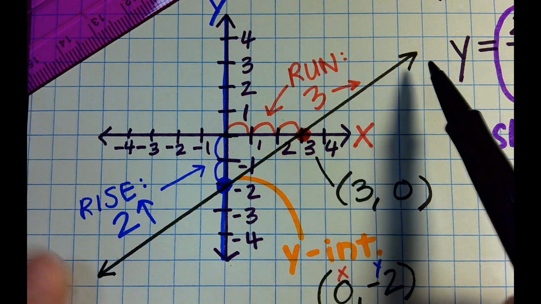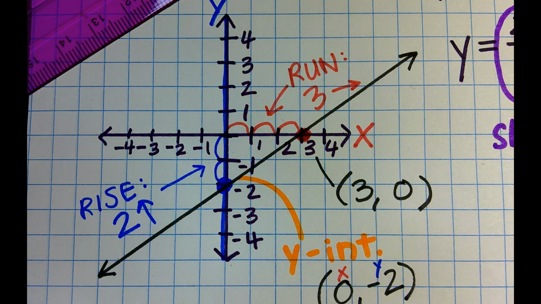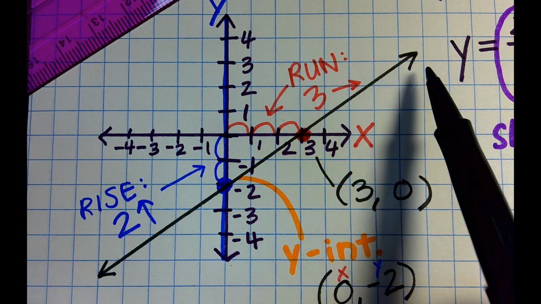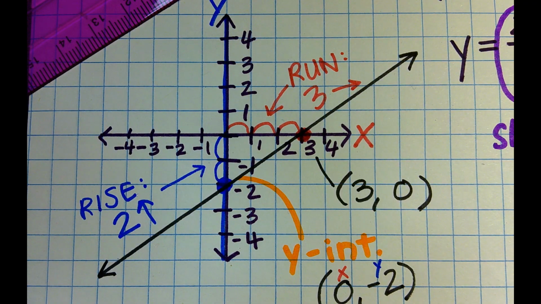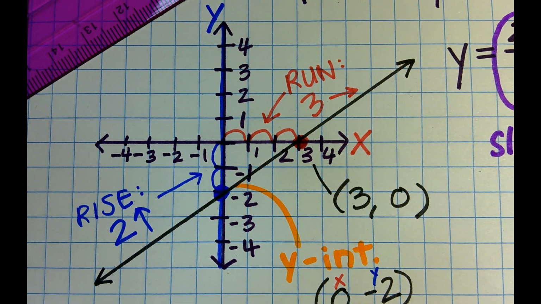Does anyone know why I'm drawing arrows on all my lines? Yes, these arrows tell us that the line never ends. It is infinite. It goes on forever and ever and ever. We cannot even comprehend that, but in math, there really is no end. It's infinite.